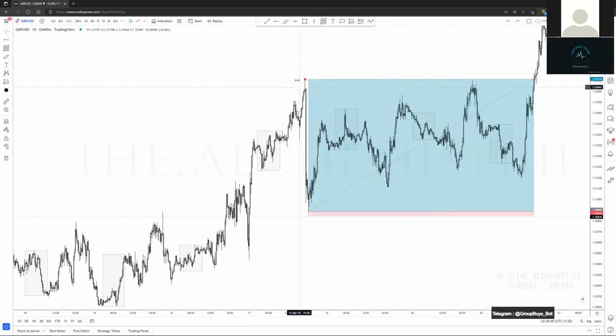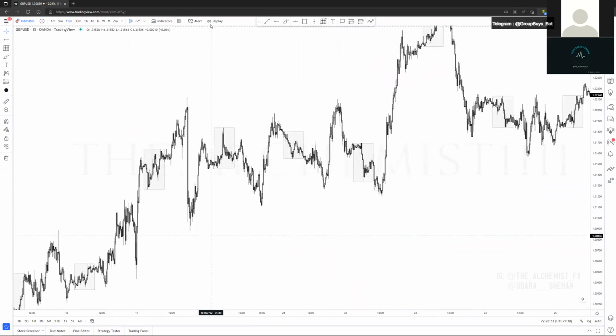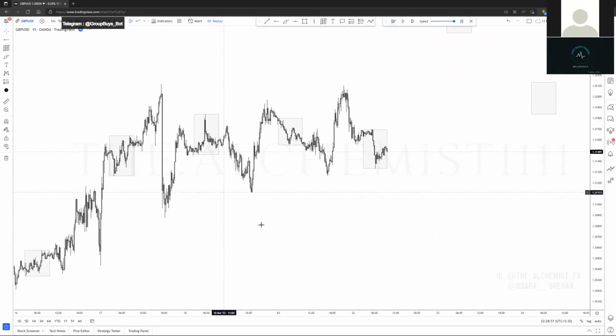Same thing that I told you. Even in here, this buy right here. Let me show you where it came from. Now see, if you are only with the lower time frames.